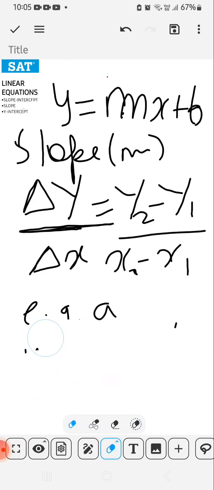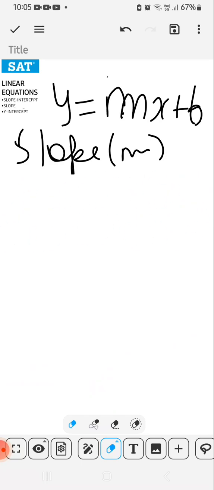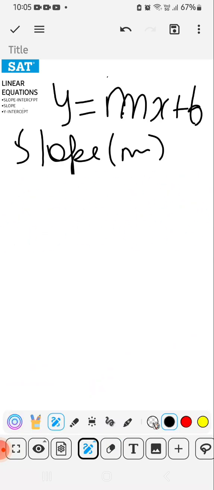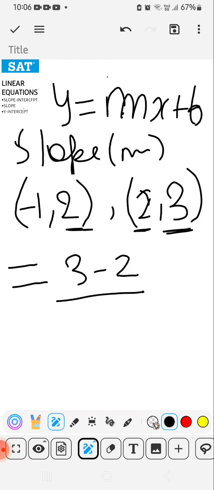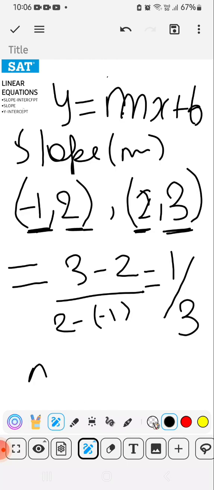Let me give an example here. Let me take two coordinates, (-1, 2) and (2, 3). So the slope would be y2 minus y1, 3 minus 2, by x2 minus x1, which is 2 minus -1, so 1 by 3 would be our slope. So the value of slope is 1 by 3.